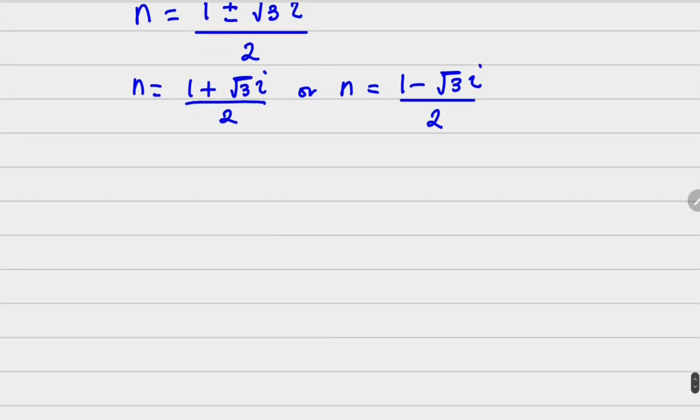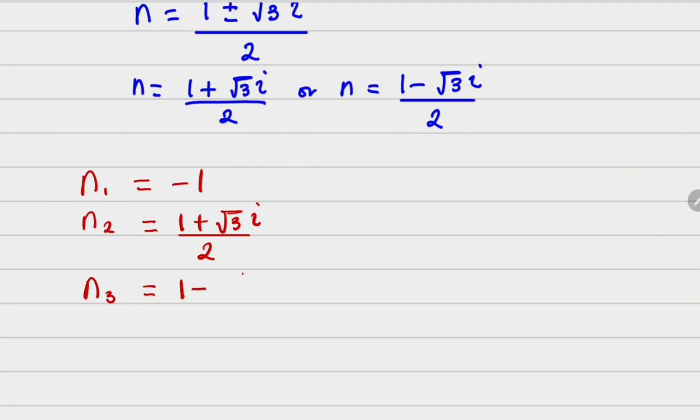Now, in summary, we have 3 answers. The first, n is equal to minus 1. The second, n will be equal to 1 plus root 3i all over 2. The third, n will be equal to 1 minus root 3i all over 2.